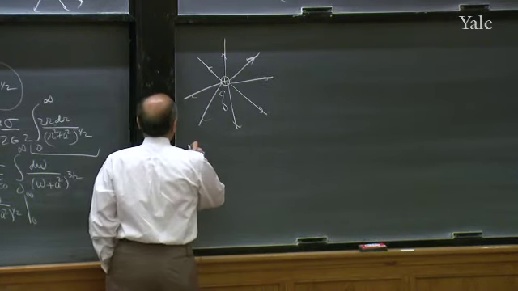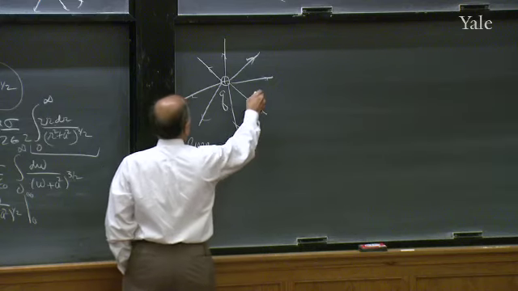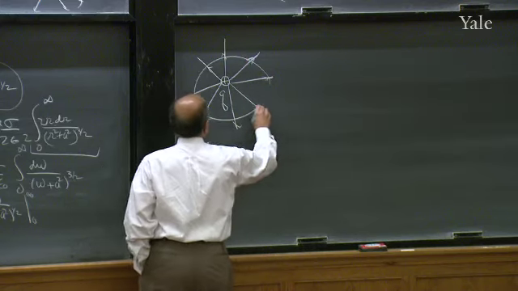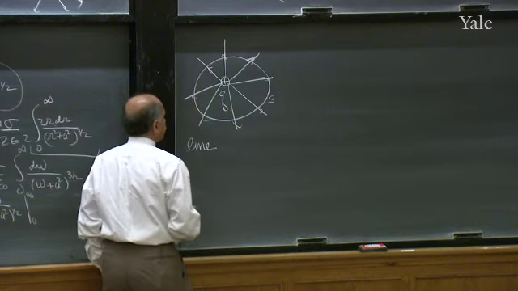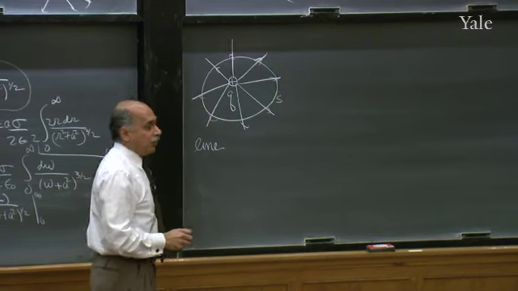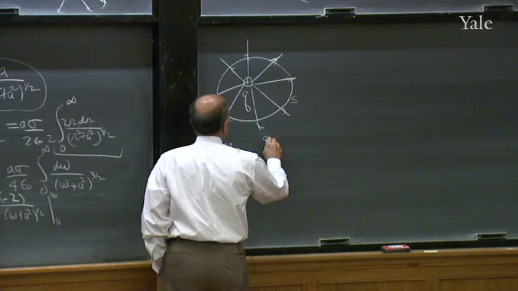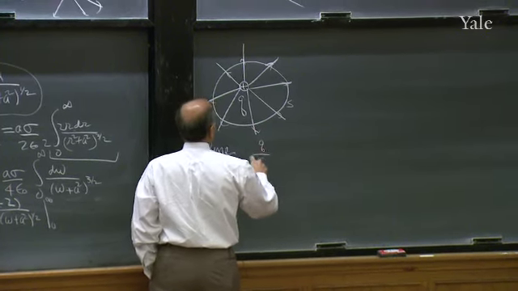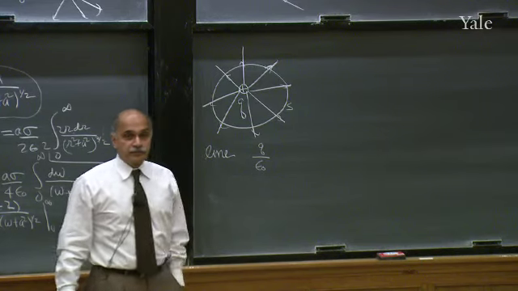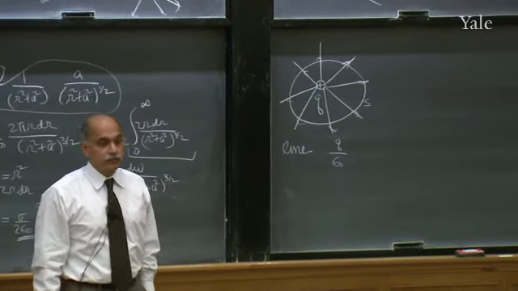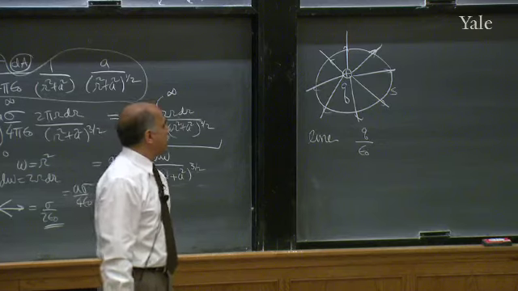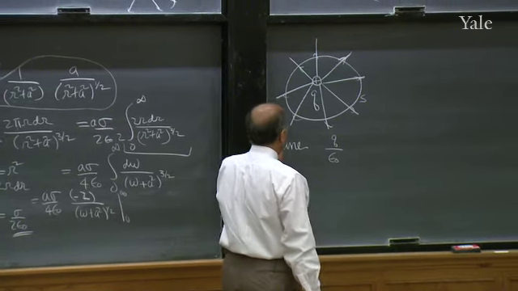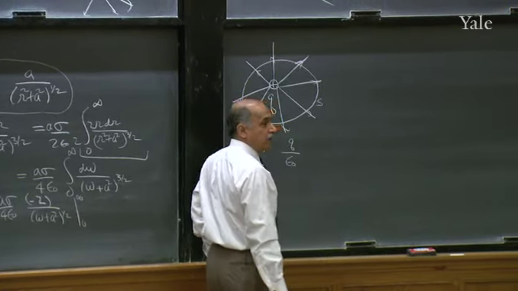How many lines do I get crossing a sphere S? Well, we know that we have agreed to draw 1 over epsilon 0 lines per Coulomb. So if there's Q here, that many lines cross the sphere. I'm now going to relate it to something I can do with the electric field as follows.